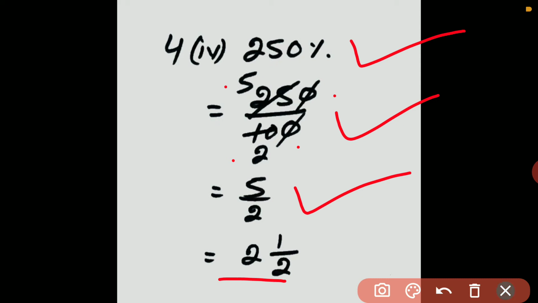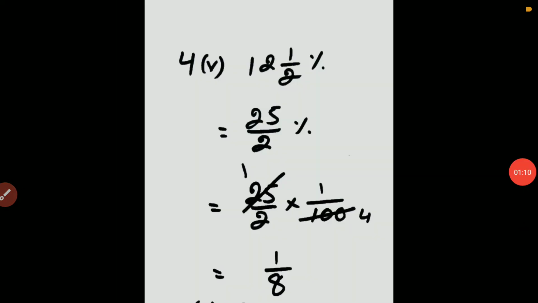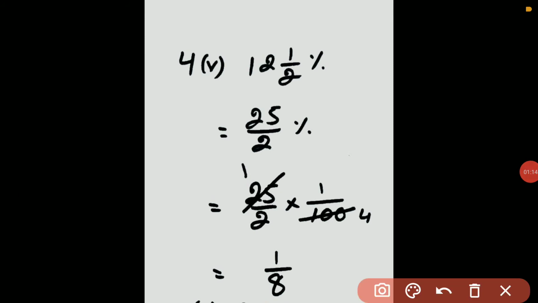Now going to the next question, question number 4.5. The question given to us is in mixed fraction, that is 12.5% or 12 whole 1 upon 2%. My first step will be to convert it into an improper fraction, which will be 25 upon 2. 2 into 12 plus 1, that is 25 upon 2.